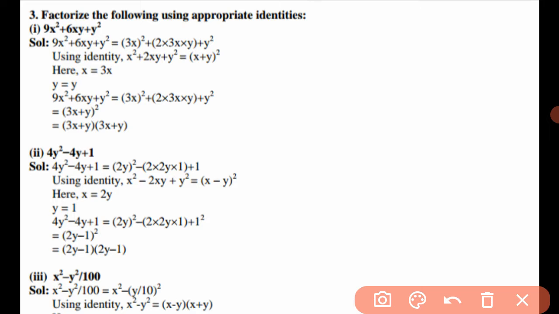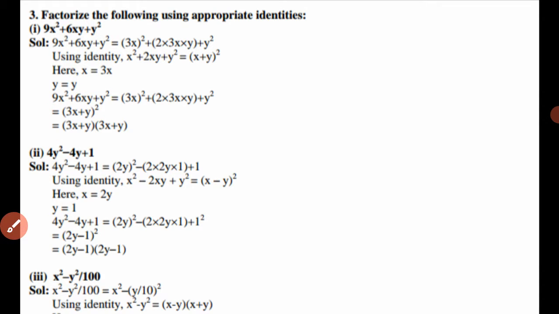So in the same way we can put value. So by using value, this identity will become (3x) whole square plus 2 into 3x into y plus y square. So it will become (3x plus y) square, that is (3x plus y) into (3x plus y). So in this way we can solve this question by using identity.